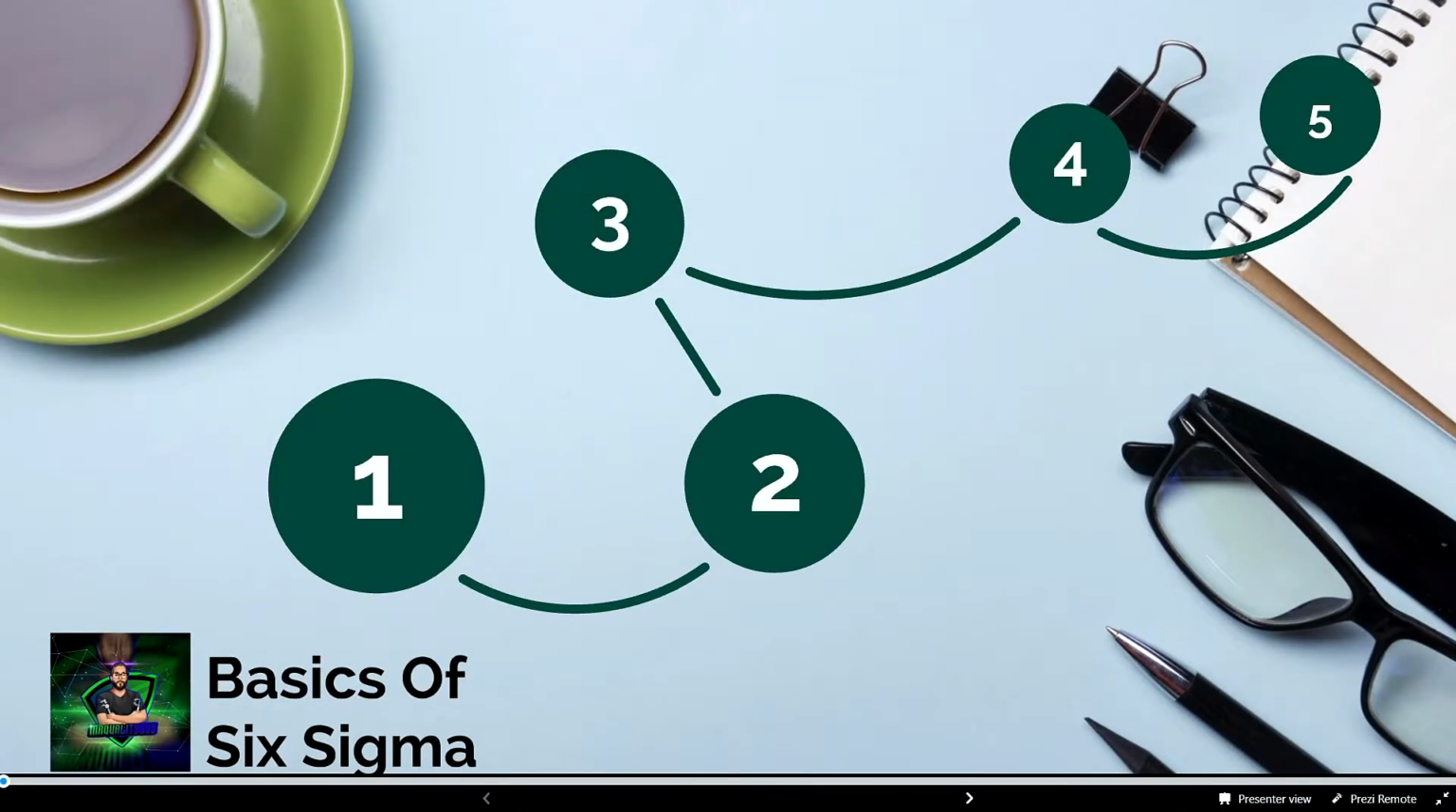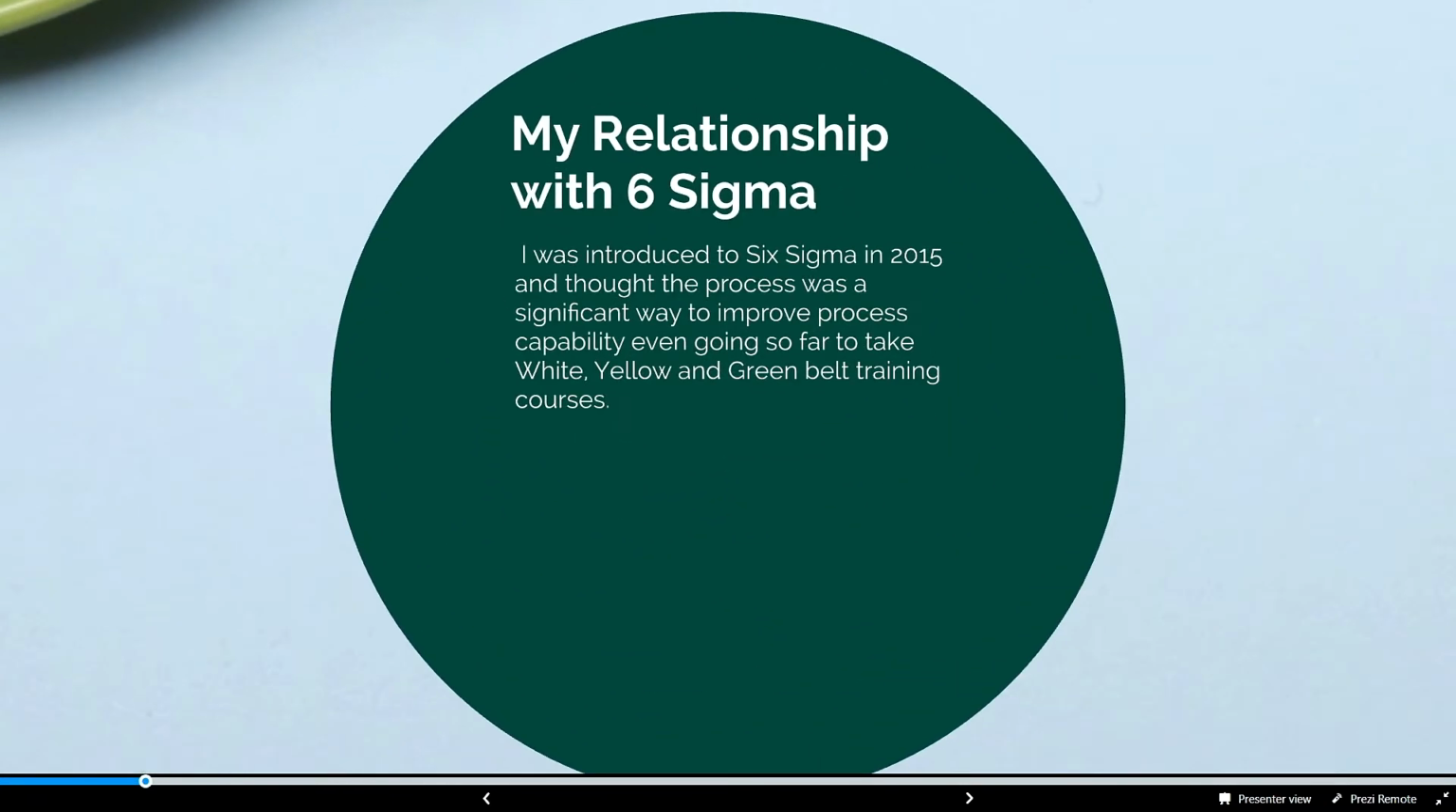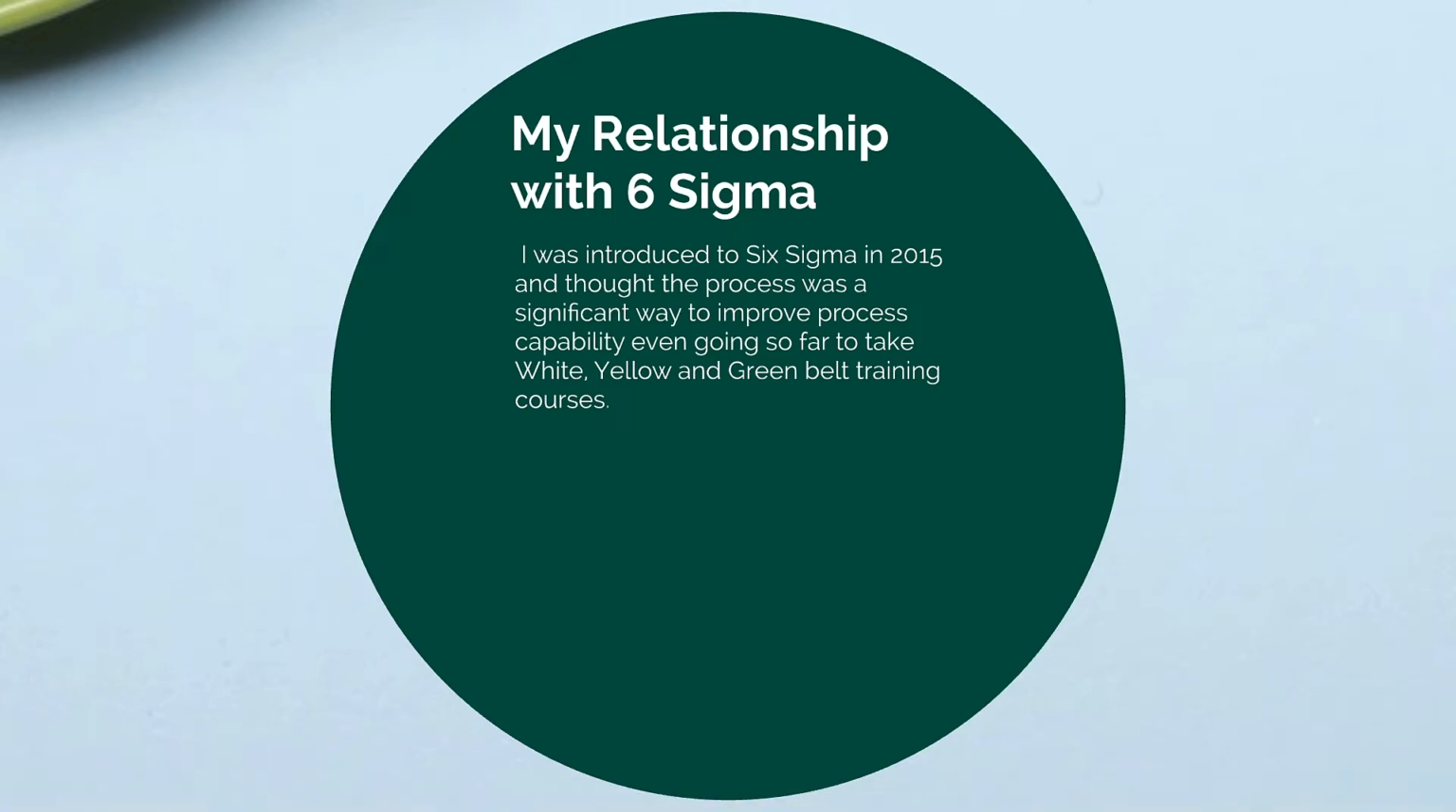Alright, so when we're talking about the basics of Six Sigma, there's really only a couple of things to go through. So, my relationship with Six Sigma: I was introduced to Six Sigma in 2015 and thought the process was a significant way to improve process capability, even going so far as to take white, yellow, and green belt training courses. The Six Sigma system works on belts, like a white belt, a yellow belt, a green belt, and a black belt. And the idea of the belts is to show your proficiency in the system. Some people think that's a great idea. Some people think it's a little hokey.